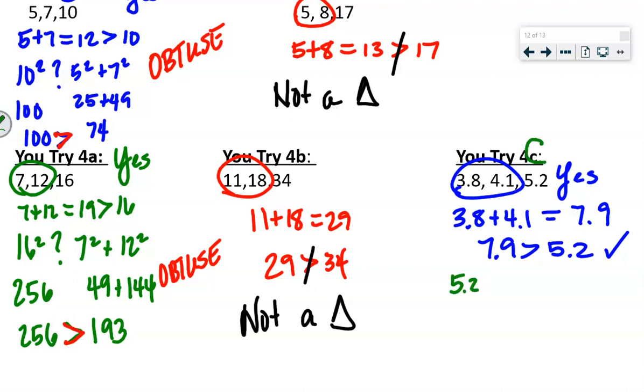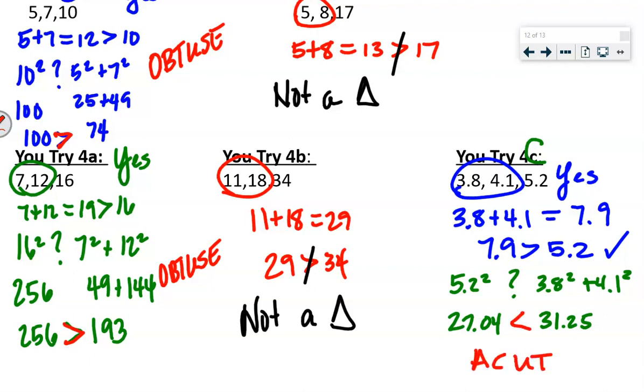We're going to do 5.2 squared, and when we do 5.2 squared, we get 27.04. And then we're going to compare that with our 3.8 squared plus our 4.1 squared. When I add those two together, I got 31.25. So this time, what is true of our hypotenuse? It is less than. So this is going to actually be an acute triangle.